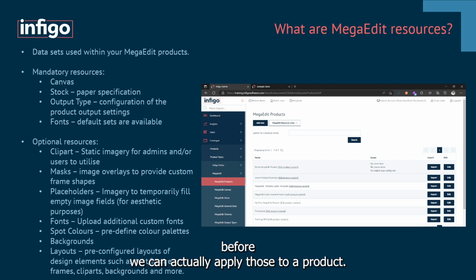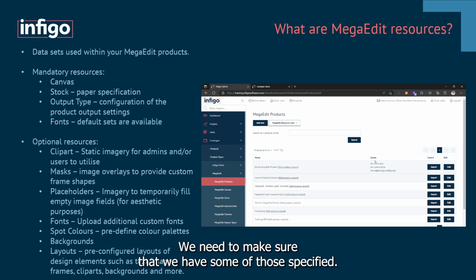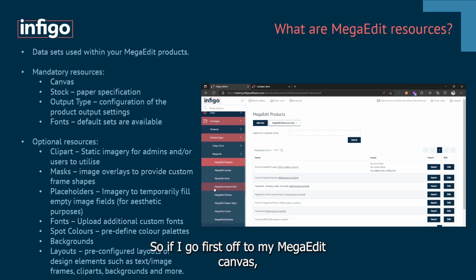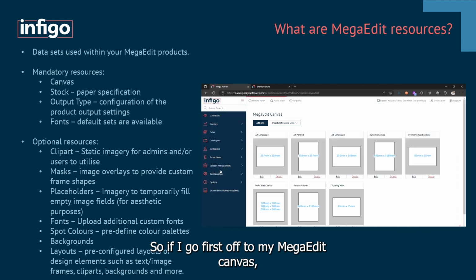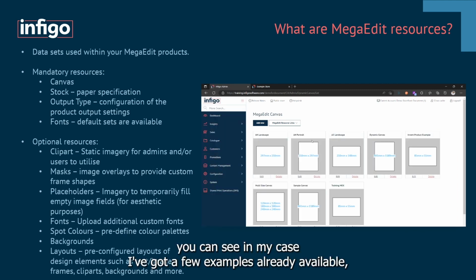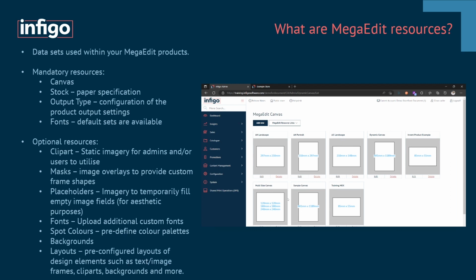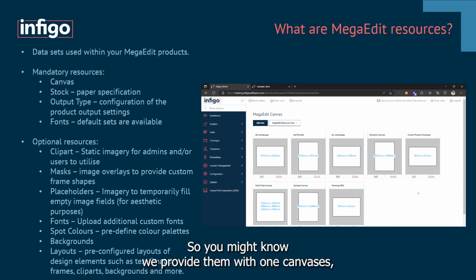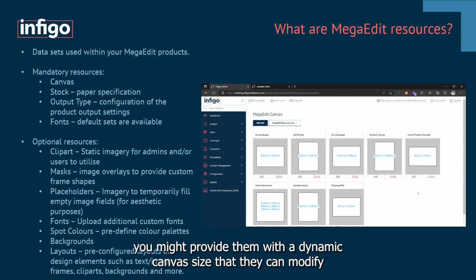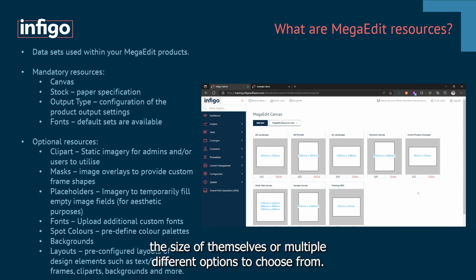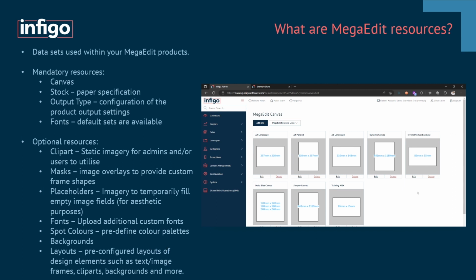Before we can actually apply those to a product, we need to make sure that we have some of those specified. So if I go first off to my MegaEdit canvas, you can see in my case I've got a few examples already available. But what we're essentially doing here is specifying the workspace that our customers can utilize. So you might only provide them with one canvas size. You might provide them with a dynamic canvas size that they can modify the size of themselves, or multiple different options to choose from. And they're all set up from this screen.